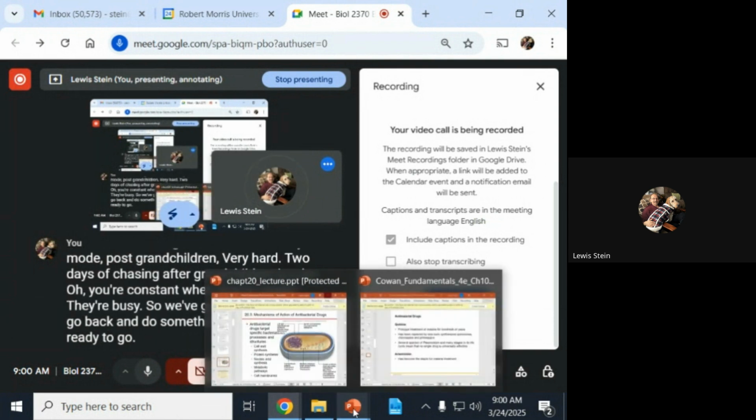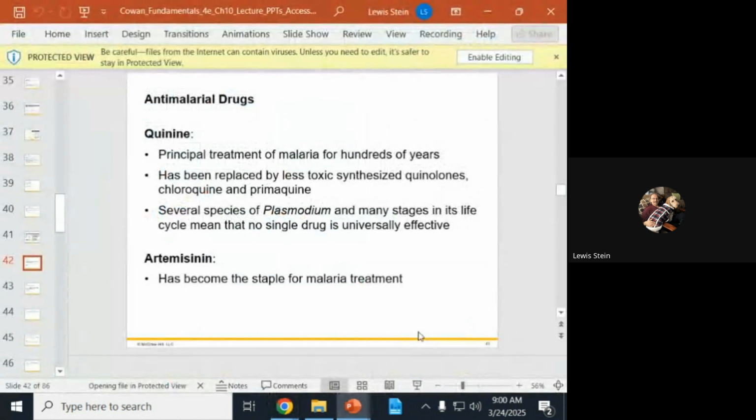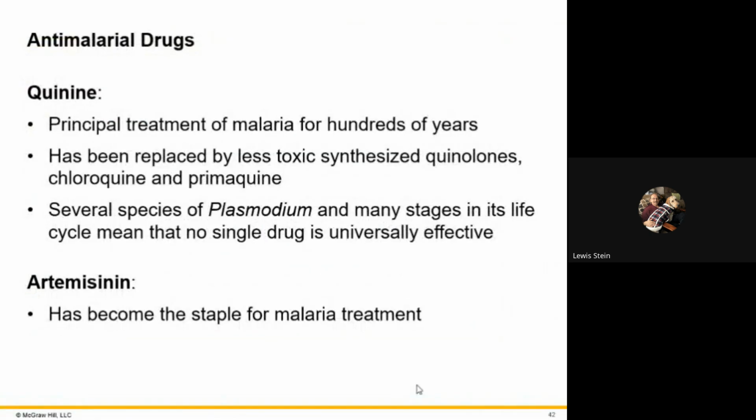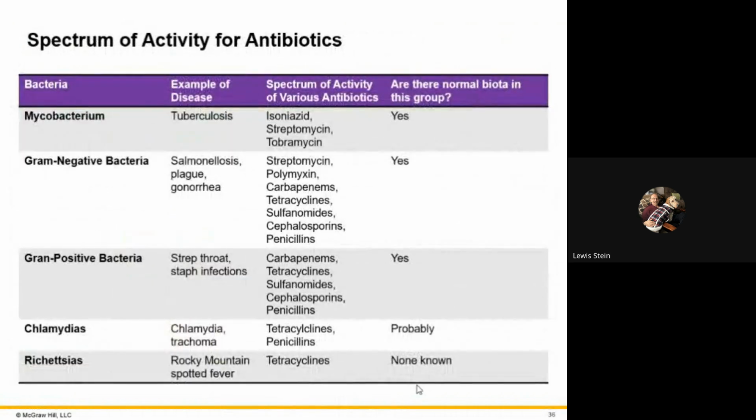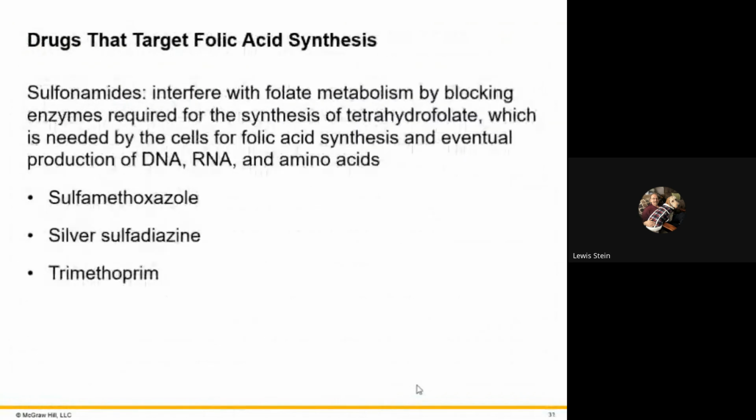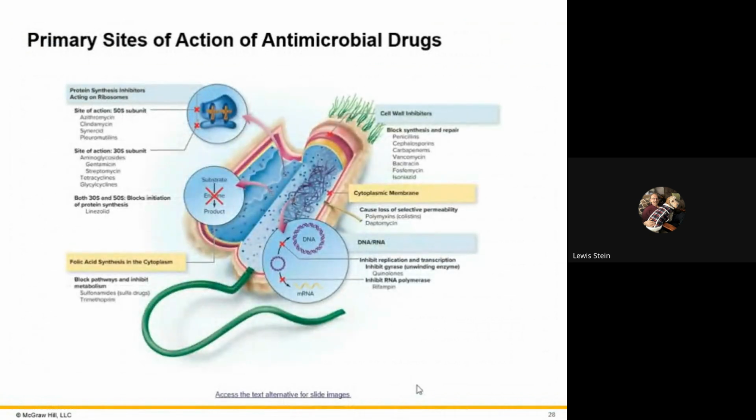To be fair, this is antibiotics, and there was not a great deal of specificity. I guess that would be the word. So I'm going to review it sort of the way they have it here, in this particular PowerPoint from the Cowan textbook.